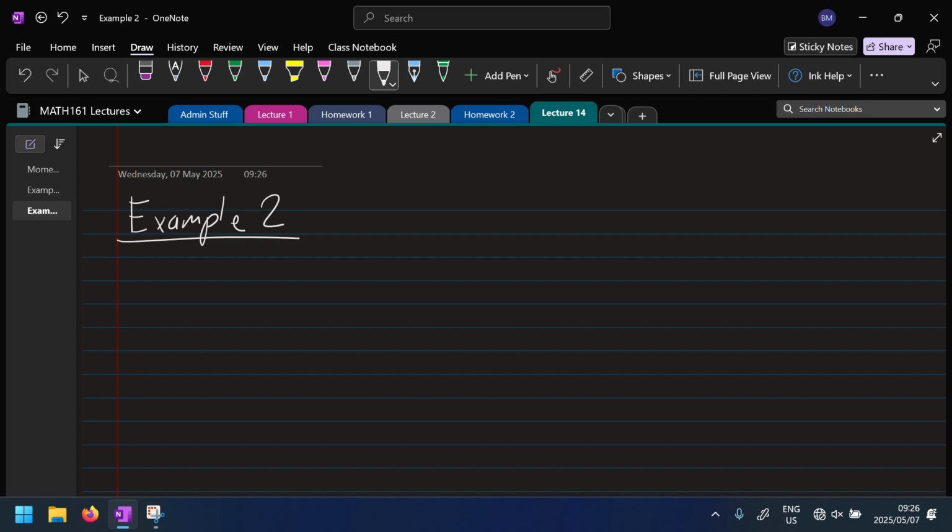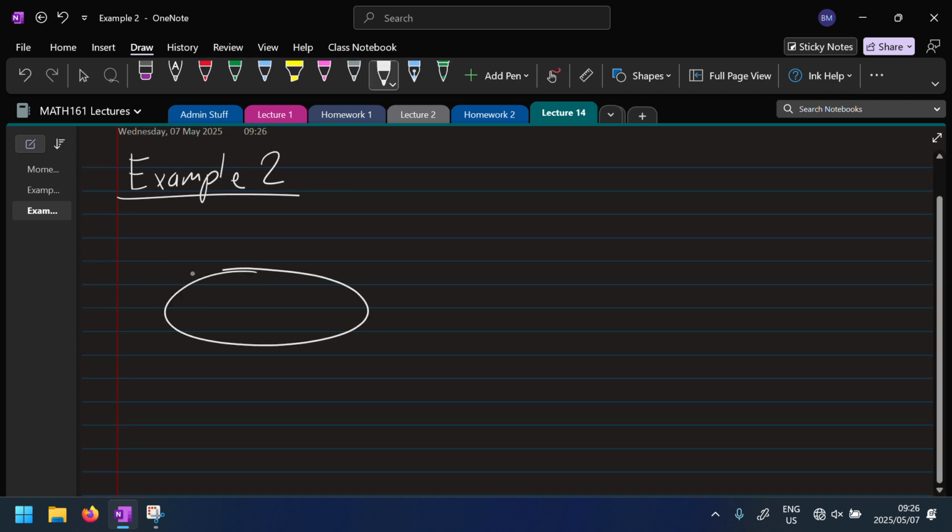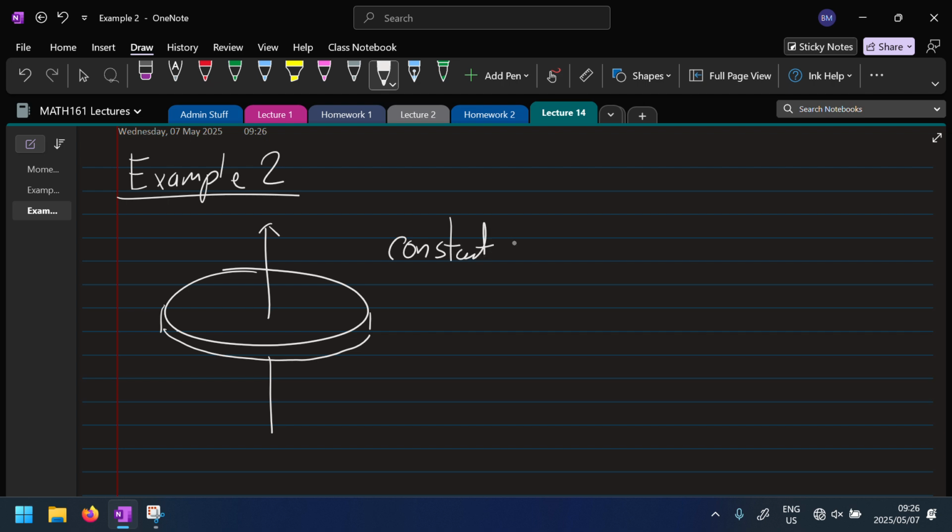Okay, so now we're going to look at a 2D disk. So we've got some 2D disk like this. Remember, all of the 2D examples will be with a disk. We're not going to look at squares or anything more complicated. We've got some axis right through the middle. This is going to be a constant mass and a radius r.